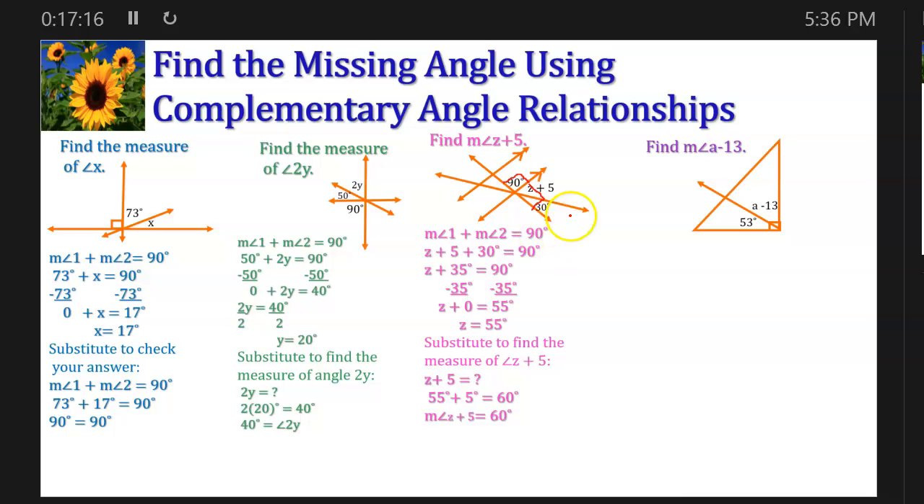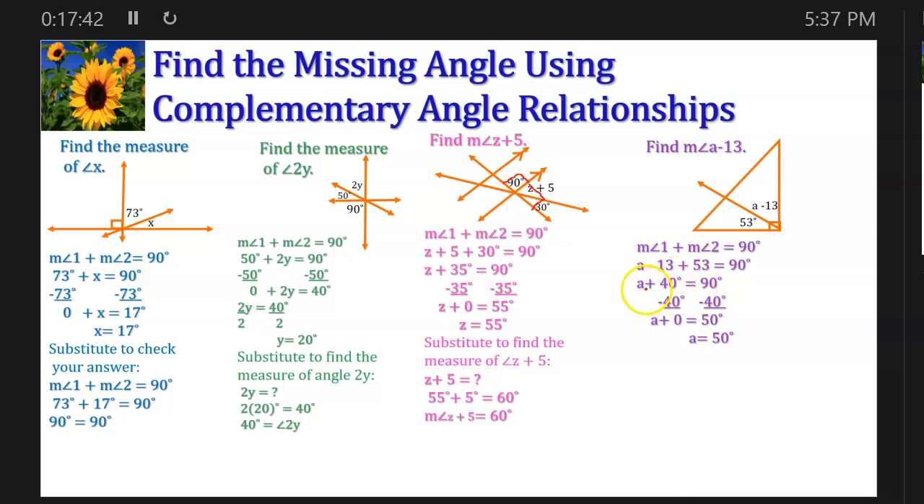Okay, now we're finding the measure of angle A minus 13. And we have a right angle here, so we know they're complementary. So we're going to add those 2 angles together. The first is the A minus 13. The second one, I'm making my 53. And then we combine these like terms. So 53 combined with a negative 13 gives us a 40.